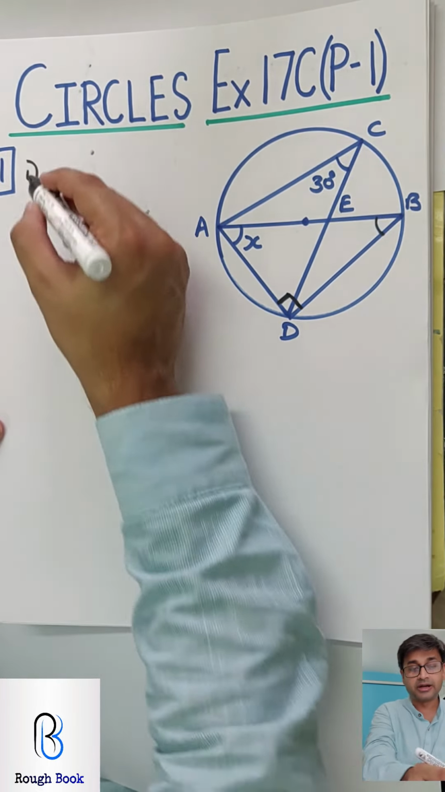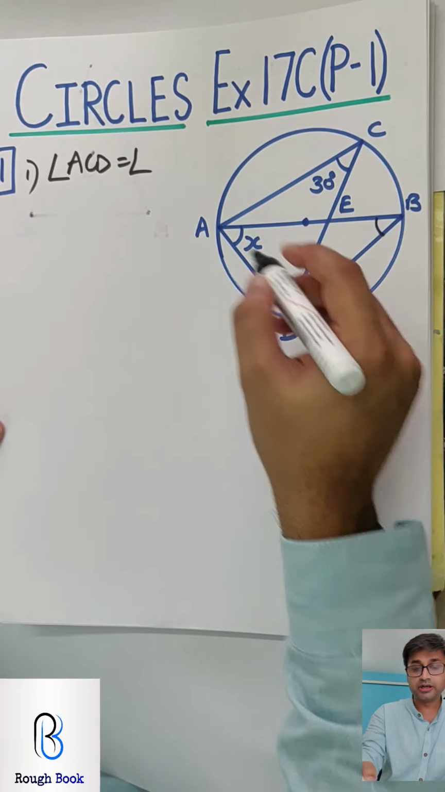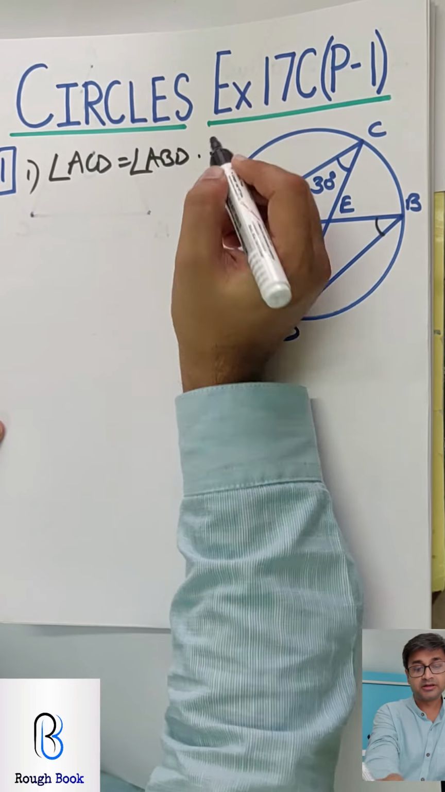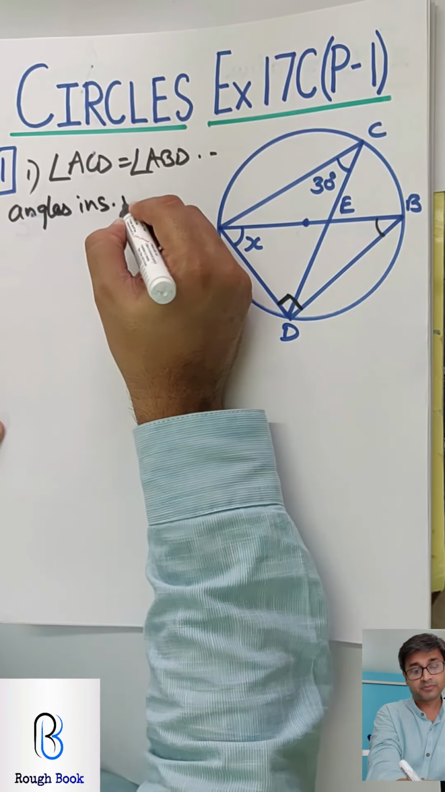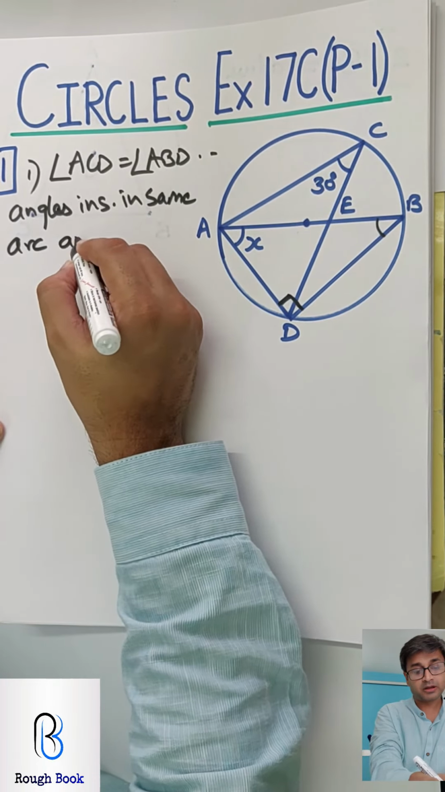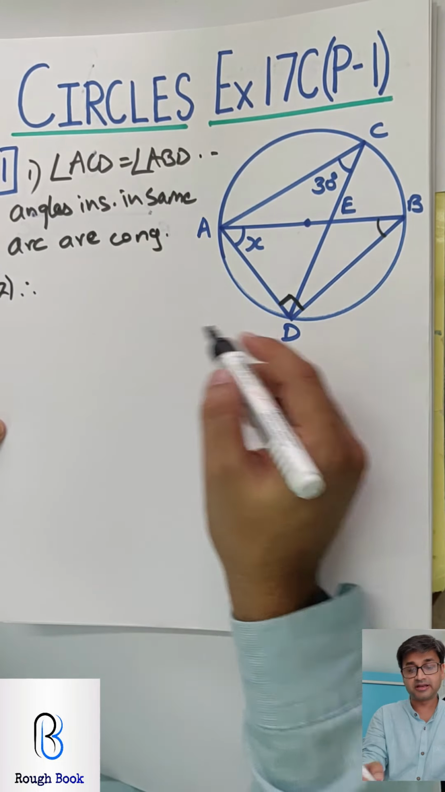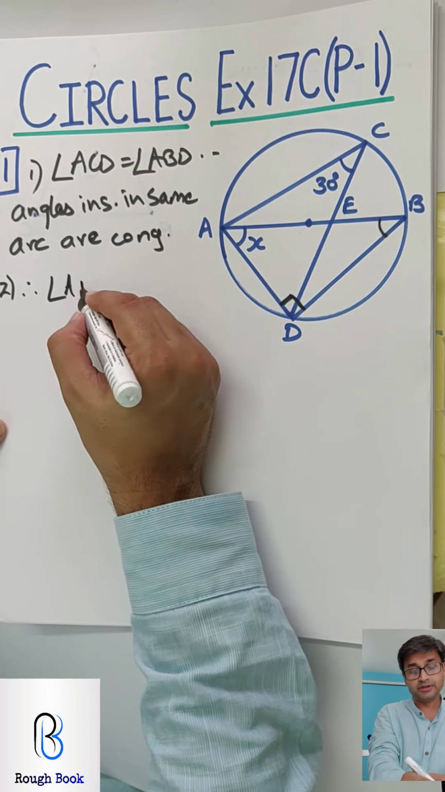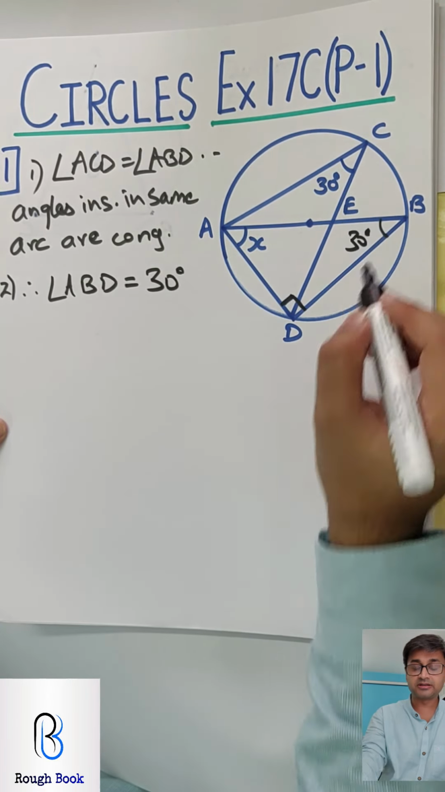So statement number 1, angle ACD is equal to ABD. Reason will be angles inscribed in same arc are congruent. Please write the entire statement on the exam. So therefore angle ABD becomes 30. So we managed to get this 30.